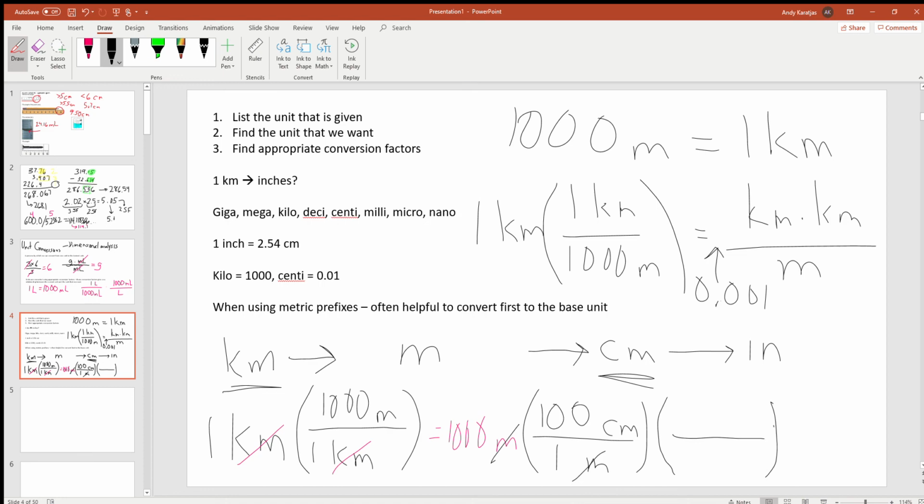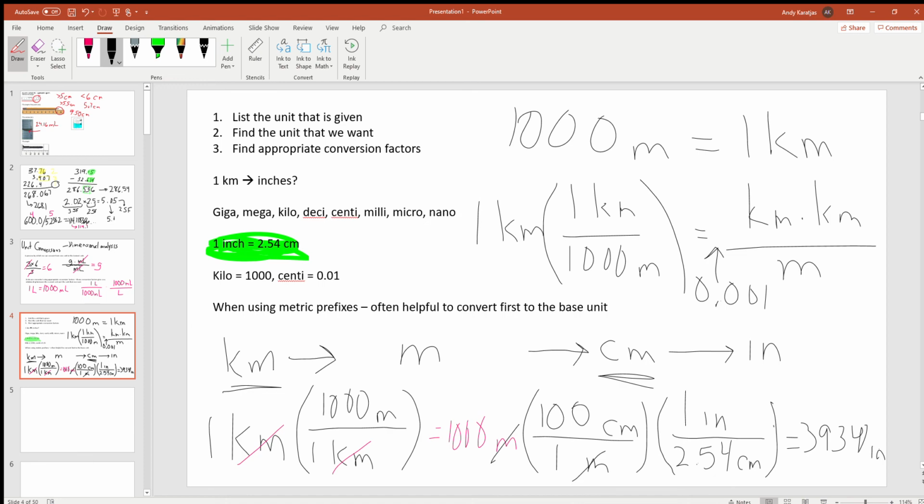So now to go from centimeters to inches, I need to use my inches to centimeters conversion. Now centimeters will go on the bottom, so 2.54 centimeters on the bottom, 1 inch on the top. And so from here, this just becomes an arithmetic problem. If I calculate this out, I find that 1 kilometer contains 39,347 inches.